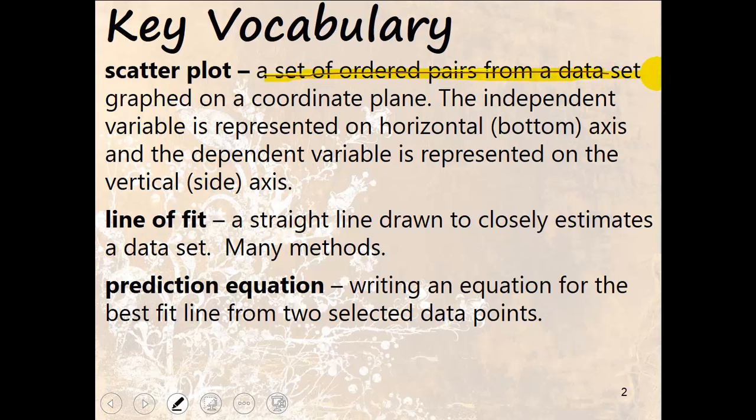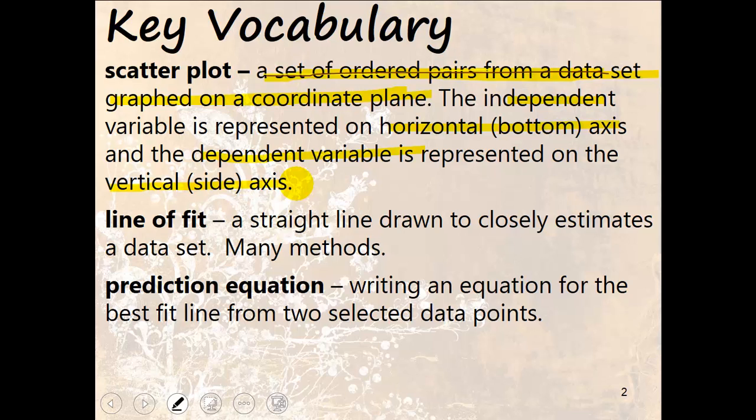Two sets of data, all right, and they're graphed on a coordinate plane. So you've measured two things, and you want to see how they're related. The independent variable is on the horizontal or x-axis. The dependent variable is on the y-axis.